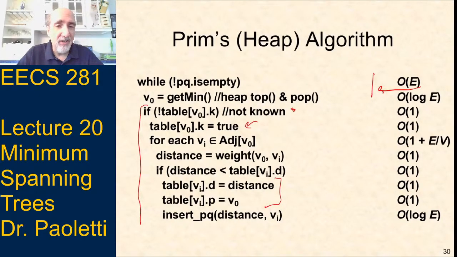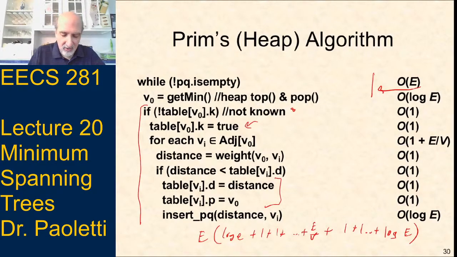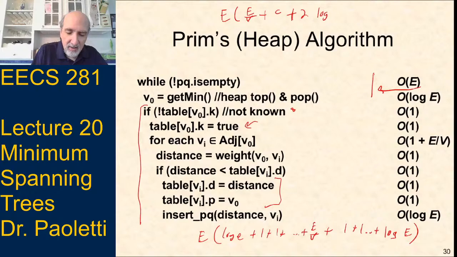So the complexity of this whole thing is basically E times log E plus a bunch of constants, E over V, plus some constants, log E. So I'm going to go up to the top here, so we've got E times E over V plus a bunch of constants plus 2 log E.